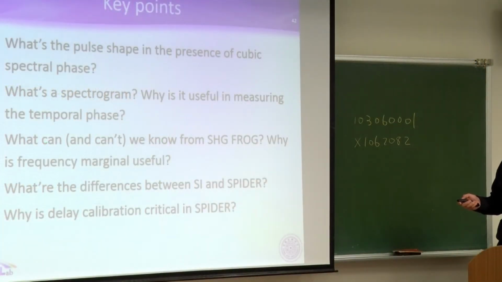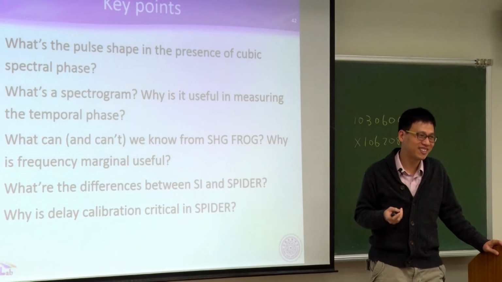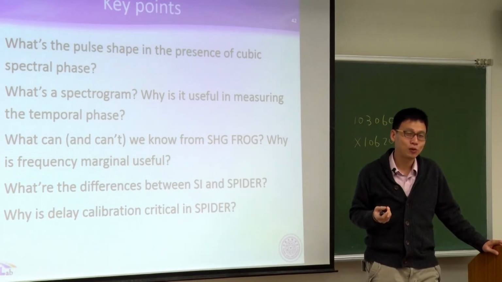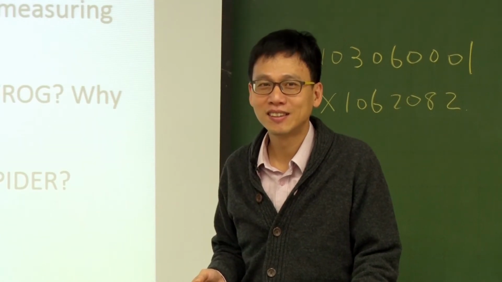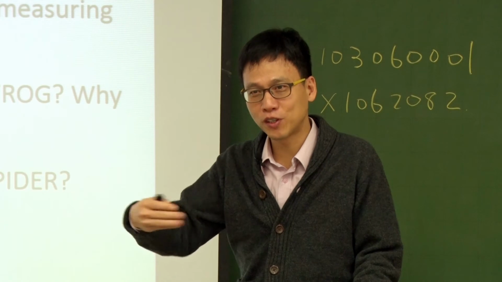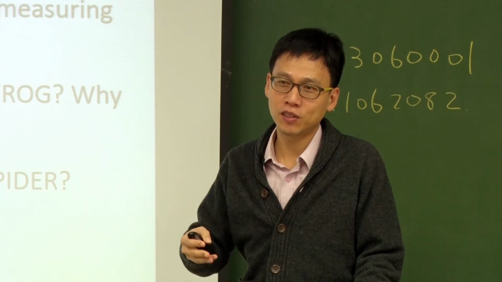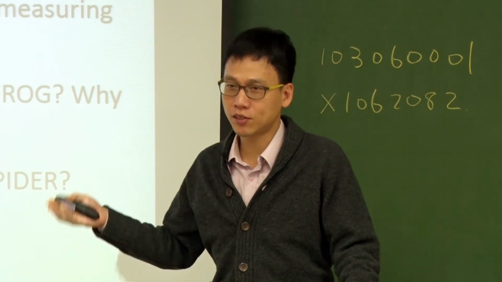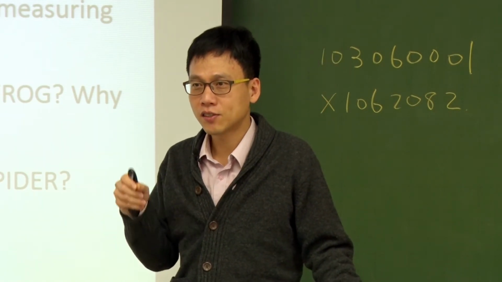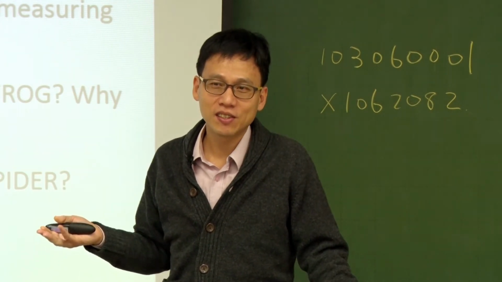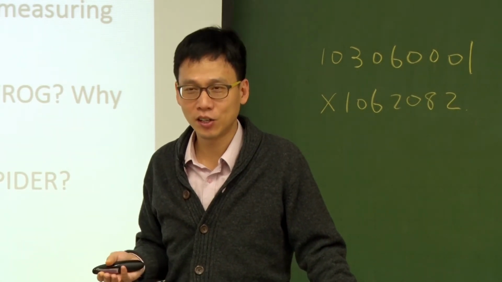Third, what can we know and what can't we know from SHG FROG? What can we know? Almost everything, except for some ambiguities. What ambiguities does SHG FROG suffer from? They are essentially the same thing, but with different descriptions. In the time domain, it means time reversal ambiguity, right? E of t and E of minus t will create the same SHG FROG trace, so you cannot tell the difference. In the frequency domain, the same thing means the sign of the spectral phase is indistinguishable. Psi of omega and minus psi of omega will correspond to the same SHG FROG trace, so you cannot tell the difference. Okay?